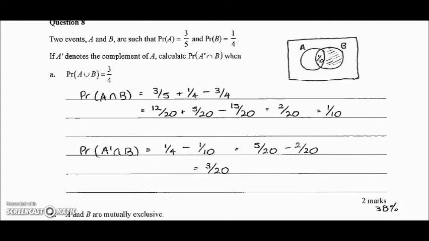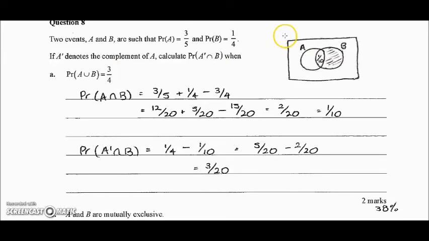Okay, question 8, more probability. So now we're looking at 2 events, A and B. Probability of A is 3 on 5, probability B is 1/4. If A prime denotes the complement of A, calculate A prime intersects B when the probability of A union B equals 3/4. Okay, so I'd start with this one.